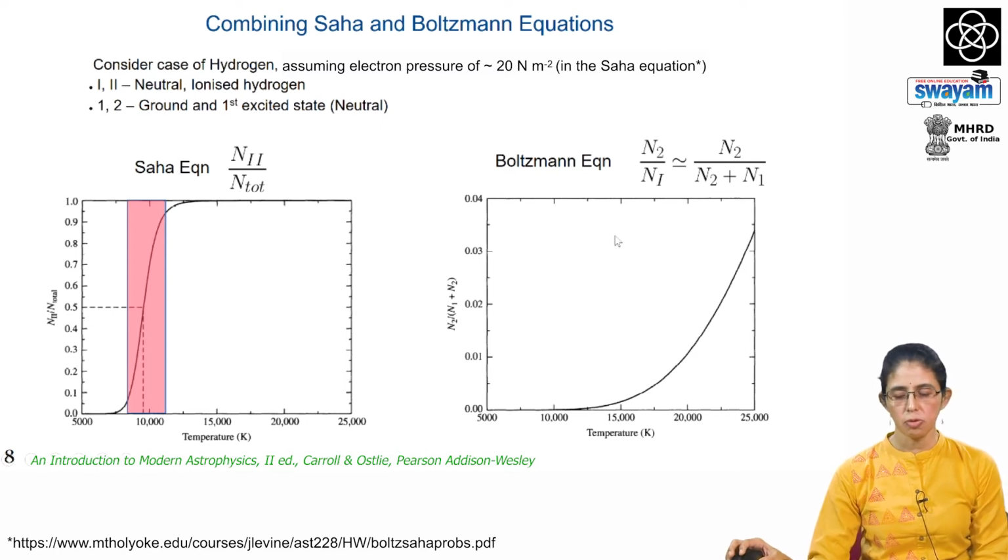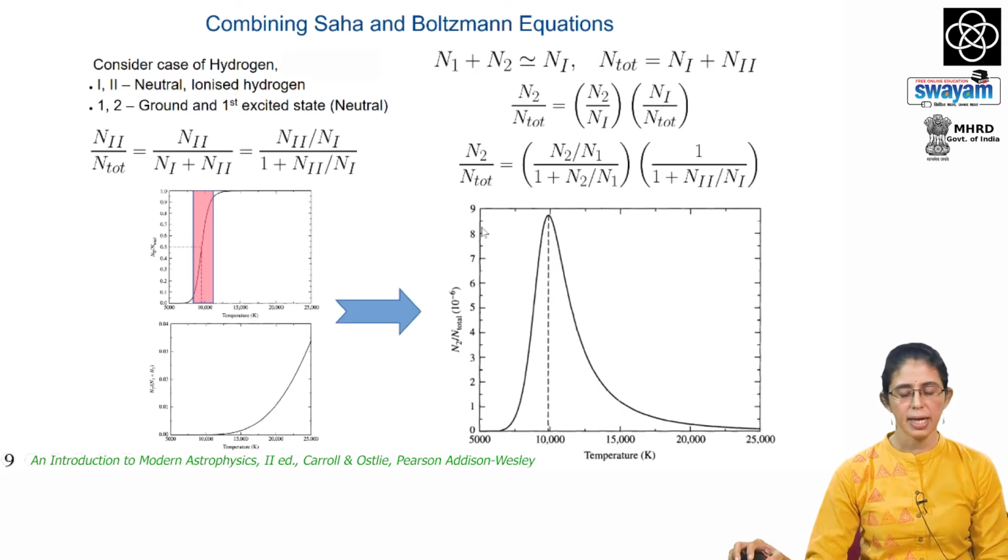The Boltzmann equation can be used to relate the fraction of atoms in the first excited state, and one can see that with an increase in temperature, most of the atoms tend to occupy the first excited state. These two relations are then used to estimate the fraction of atoms which are present in the first excited state. And as a function of temperature, this is given by the plot shown on the right hand side.